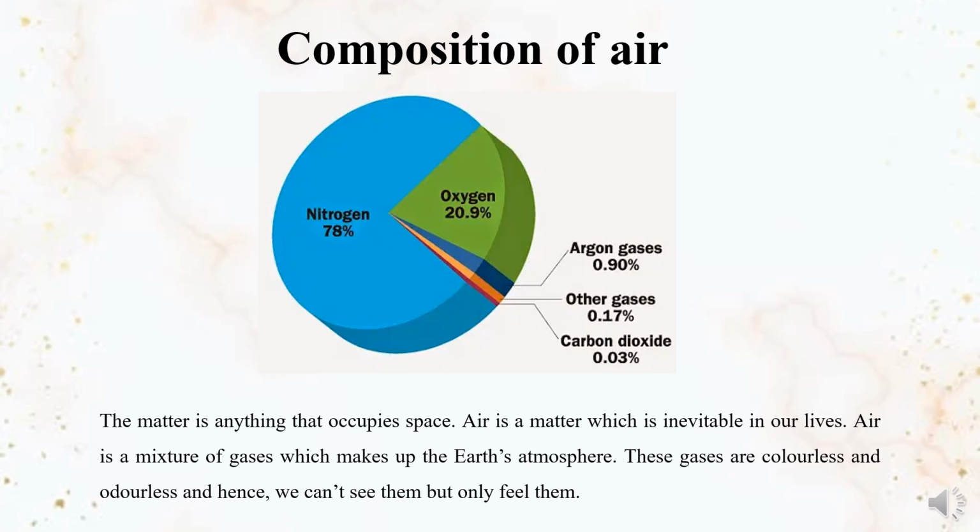Air is a mixture of gases which makes up the Earth's atmosphere. These gases are colorless and odorless, and hence we cannot see them but only feel them. The atmosphere is an ocean of these gases. It consists of 78% nitrogen, 21% oxygen, and 1% other gases and water vapor. The composition of air does not change as it travels through the layers of the atmosphere. What changes is the number of molecules. So the air molecules decrease and become less.